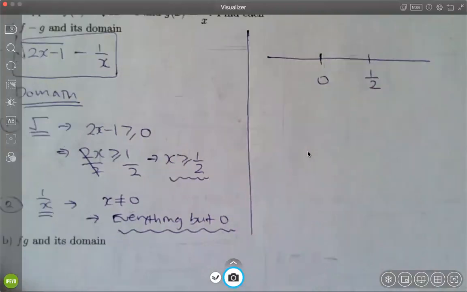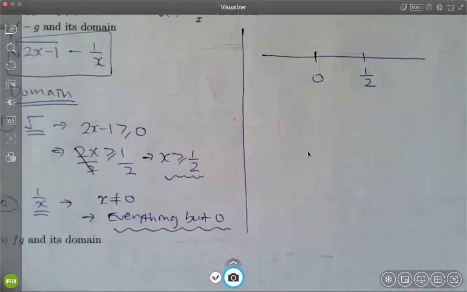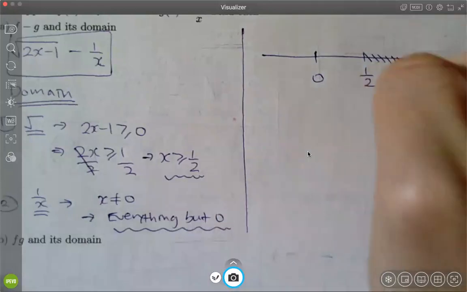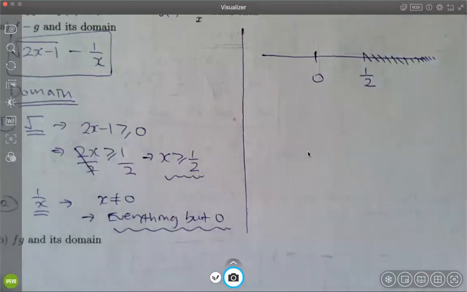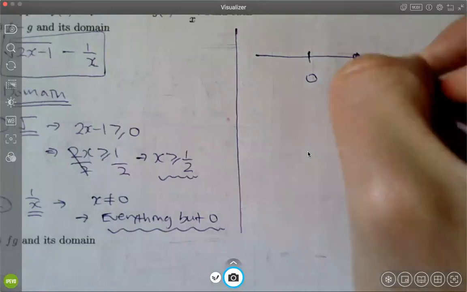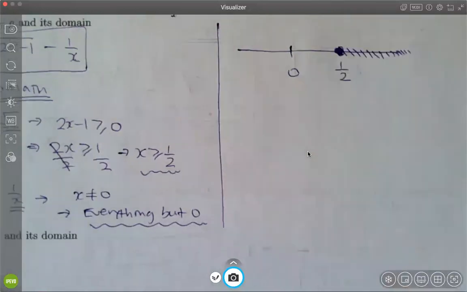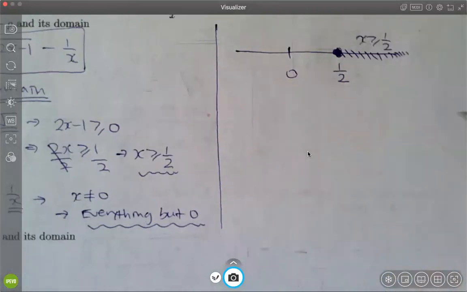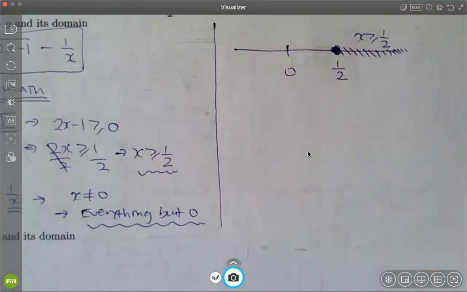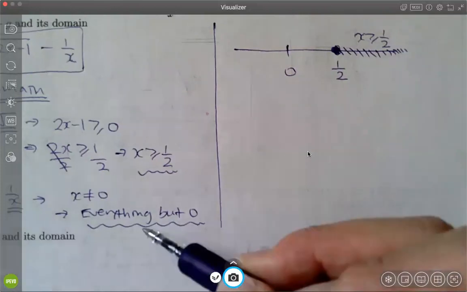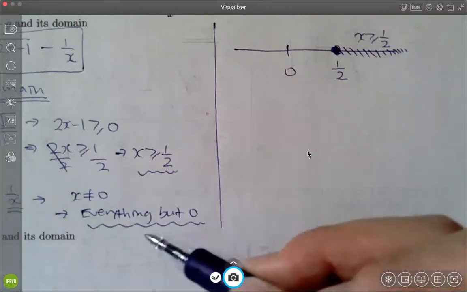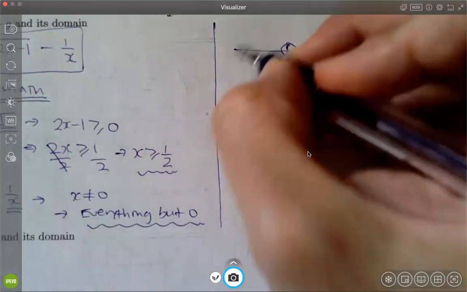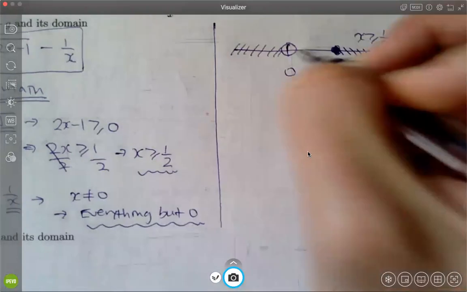Okay, now the square root part says x is greater than or equal to 1/2, so that means we have to shade this one, right? With the closed circle at 1/2. Okay, so that's what x is greater than or equal to 1/2 means. And then the rational part says everything but 0 is the domain. So what does that mean? It's the empty circle at 0, and then we shade where? Everything else, right?